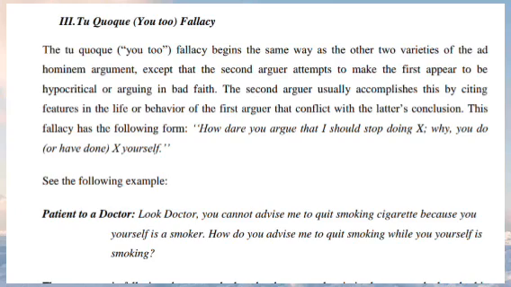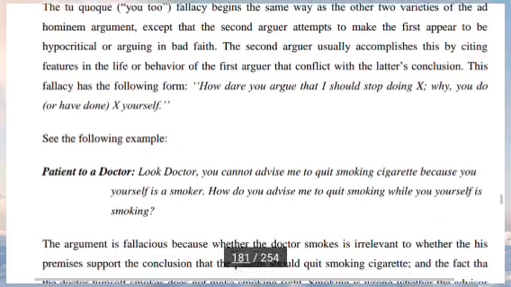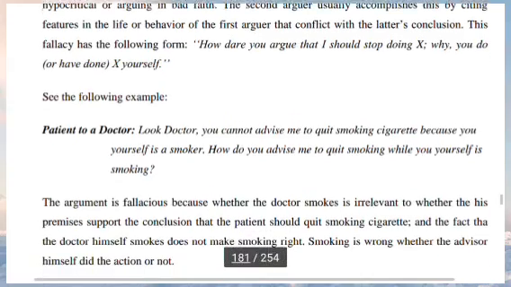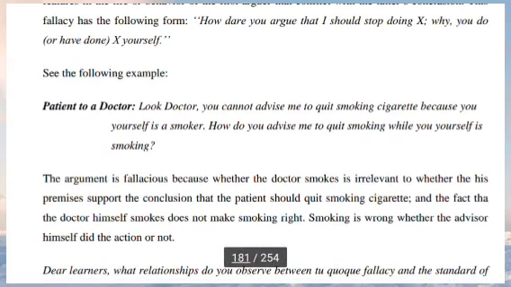So this kind of fallacy is known as circumstantial fallacy, and the third type of argument against person is tu quoque, also known as the you too fallacy. Here, the second arguer usually accomplishes this by citing features in the life or behavior of the first arguer that conflict with the latter's conclusion. And in effect, the second arguer says, how dare you argue that I should stop doing X? Why, you do or have done X yourself?